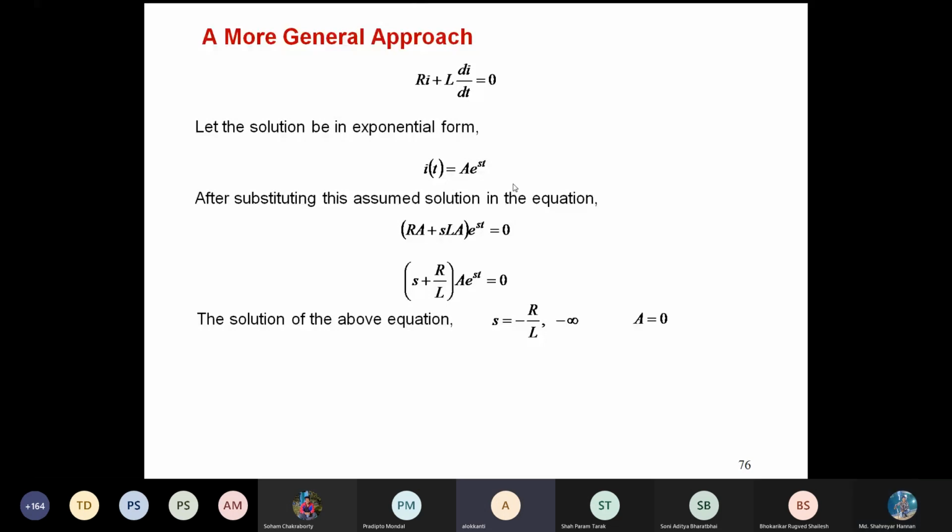S equal to minus R by L, S equal to minus infinity, A equal to 0 also. We have just seen that if you put A equal to 0, it becomes a trivial solution. If you put S equal to minus infinity, it becomes e to the power minus infinity, that is also 0. So your I(t) becomes another trivial solution. So you cannot work with this solution, neither can you work with this solution. Though for the above equation these are the possible solutions, mathematically, if you ask a mathematician, they will all give these solutions.